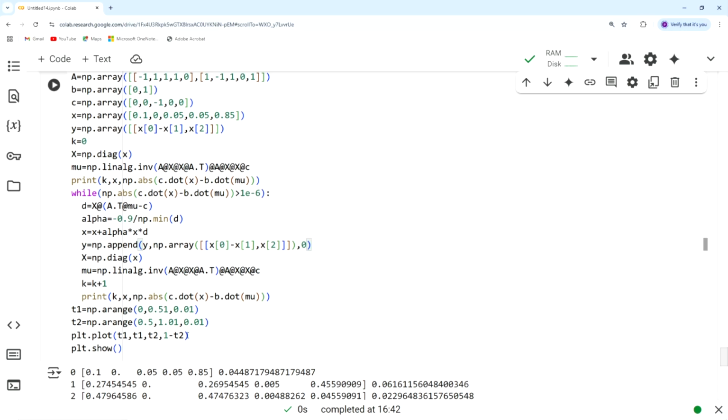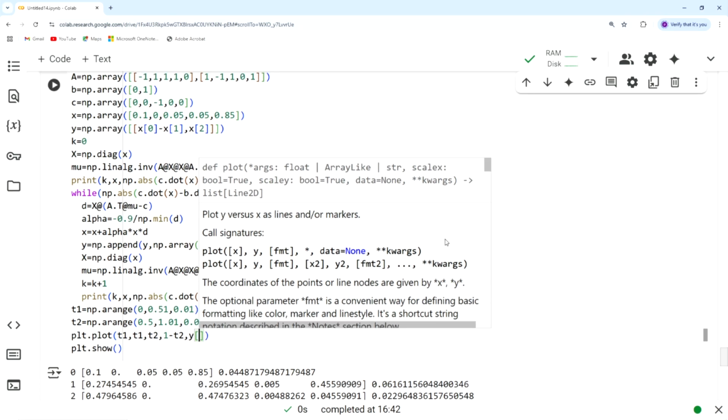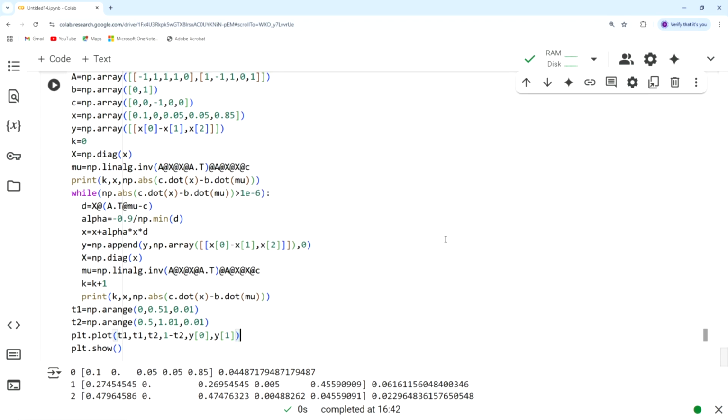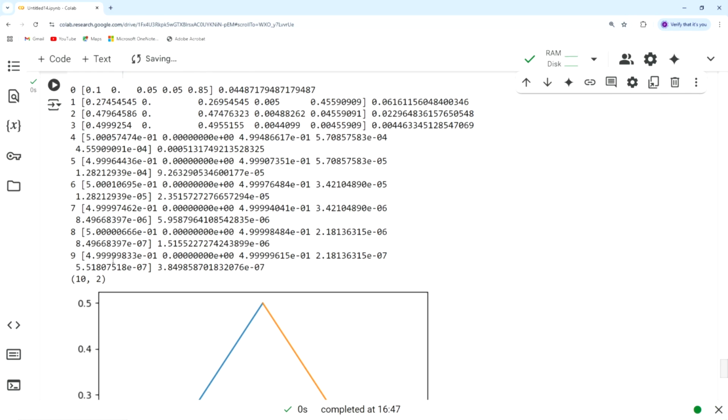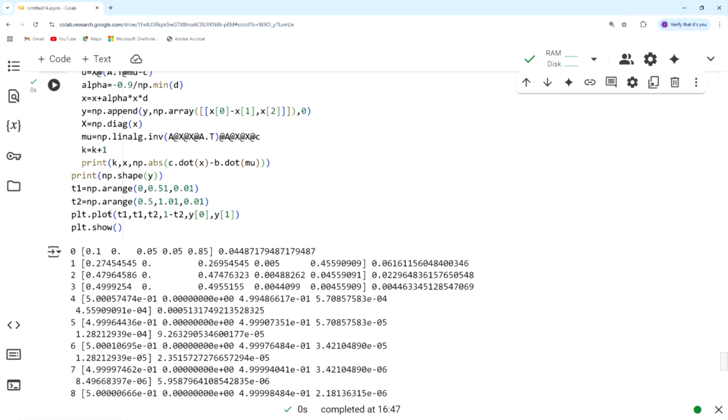All right, and so here I should write y of 0 comma y of 1. Let us now check. I will first check if the shape of y is correct. Yes, it is 10 comma 2, so that is fine. I have to plot the 0th column and the first column of y. Let me check now.